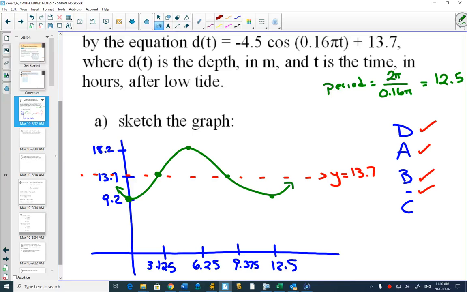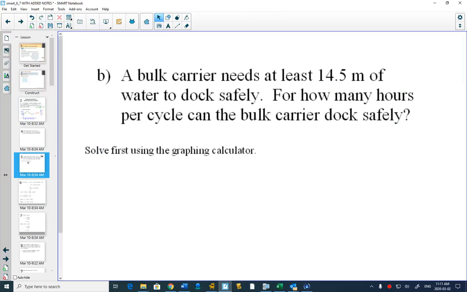Now some of you have graphing calculators and some of you don't. So I'm going to show you how to do part B. Okay, part B, first of all, for those of you that English is not your first language, translate this. Big boat. So we've got a big boat, needs at least 14.5 meters of water to come into the dock safely. For how many hours can it dock safely? In other words, in how many hours can it come in because it needs a certain amount of water.